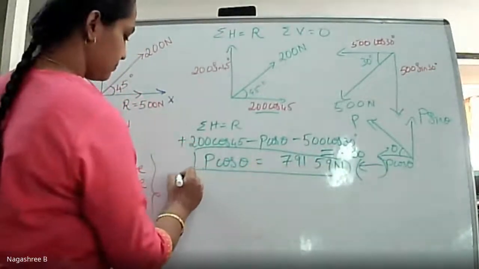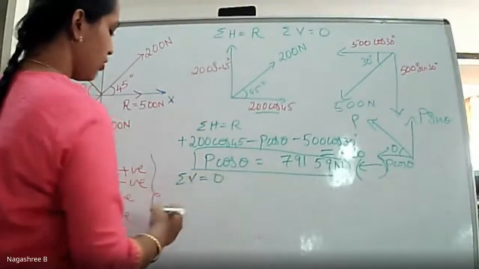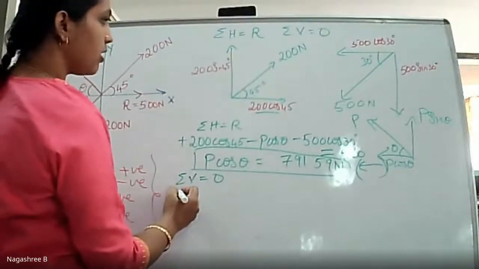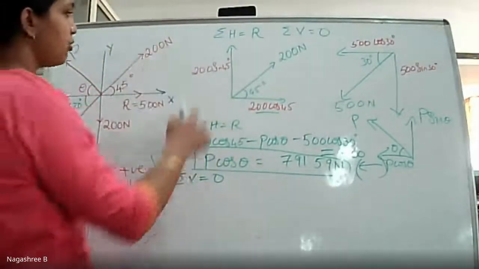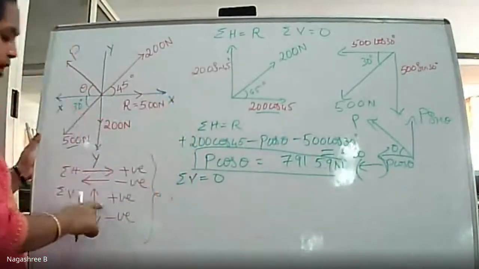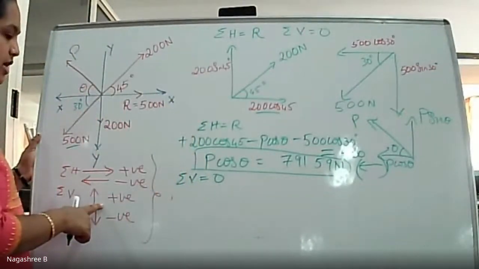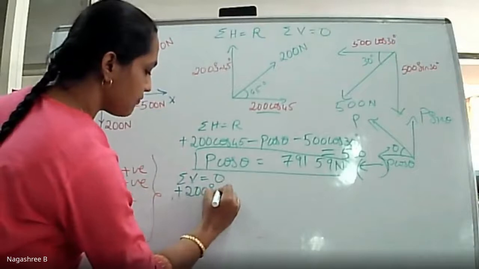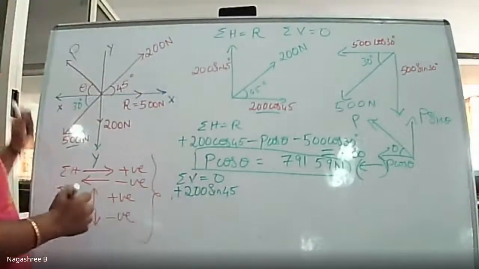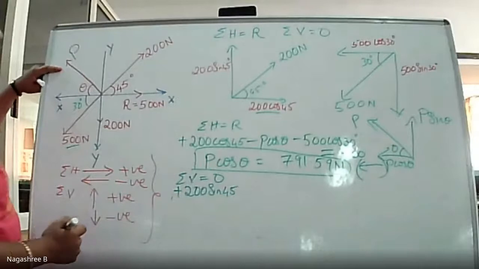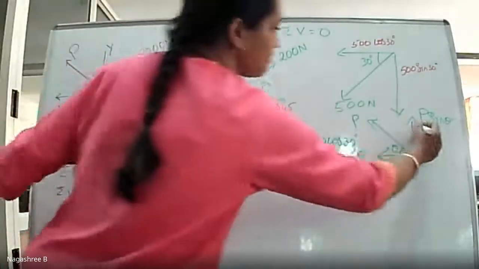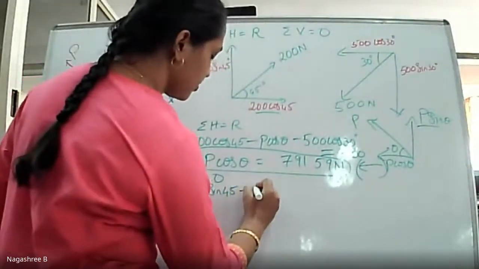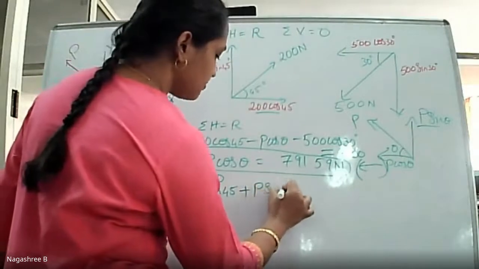So next is sigma V. It should be equated to 0 as in case 1. So here sigma V, starting from 200 Newton, so 200 sine 45. As per my sign convention, upward force is taken as positive, so it is plus 200 sine 45. Coming on to this unknown force resolution P, this is P sine theta. P sine theta is a positive variation which is going in the upward direction. Hence it is P sine theta.